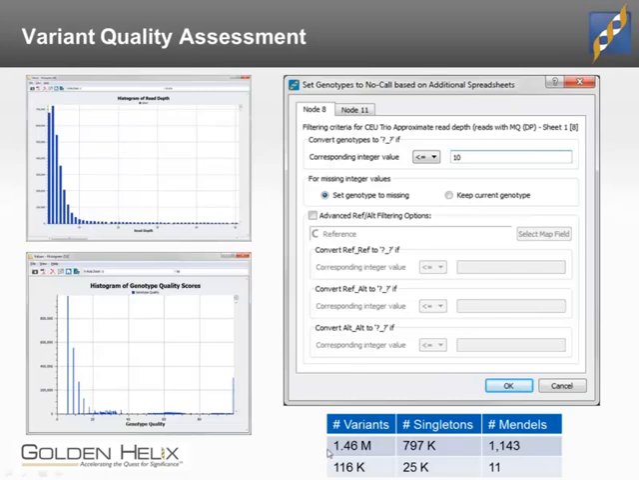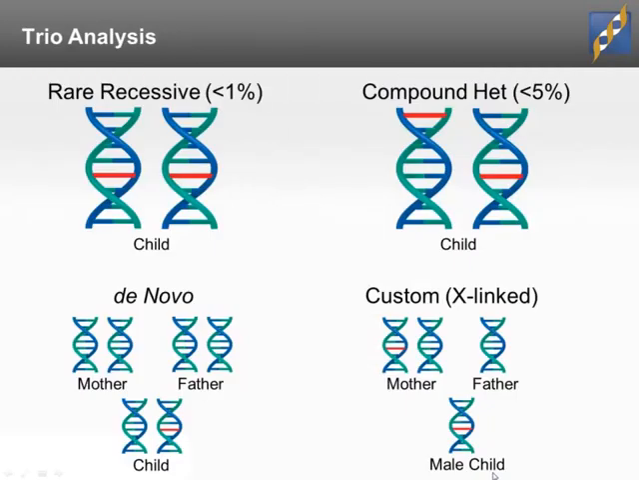Before filtering, the child in a 12878 had 1.46 million variants, 797,000 singletons, 1,143 Mendelian errors. After filtering, the child only had 116,000 variants, 25,000 singletons, and only 11 Mendelian errors. So you can see the filters are successfully removing low-quality variants, which should result in fewer false positives in our downstream analysis. In the demonstration, we will go over the analysis workflows for the following models.